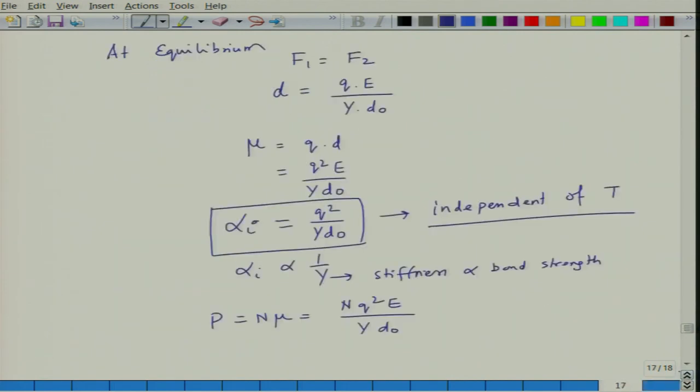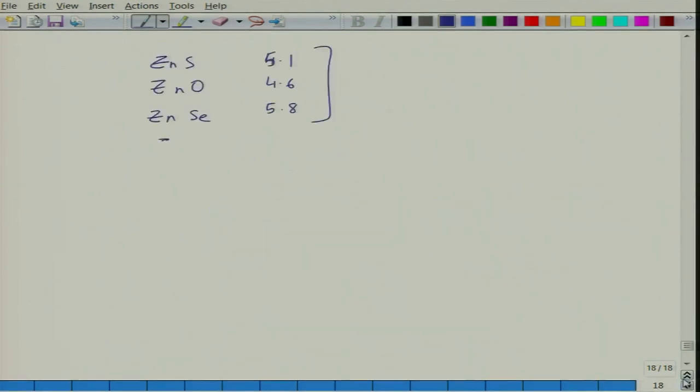So you can say strong bonds mean lower ionic polarizability. Bigger atoms are easy to polarize, that is electronic polarizability. Stronger materials are difficult to polarize, that is ionic polarizability. So these are the two treatments that we have done.